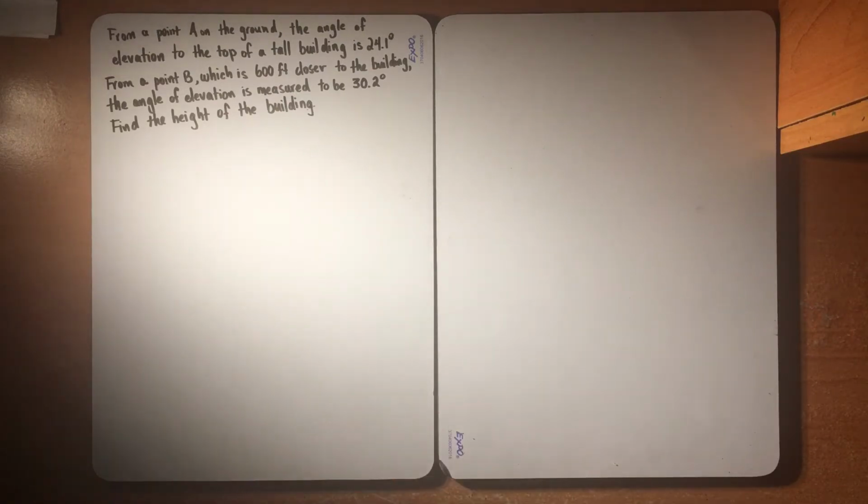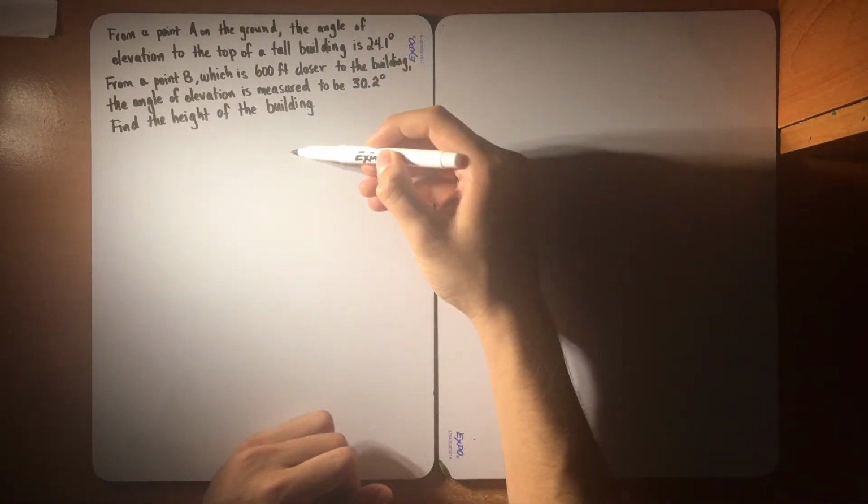So what do we have? We have a building and we have 2 points on the ground and we have certain angles that are made between those points and the top of the building. So let's see how we can draw this out. It says that we have a point A on the ground to the angle of elevation made to the top of the tall building is 24.1 degrees. So the first order of business is to see if we can draw it out.